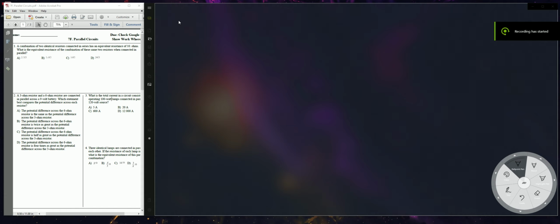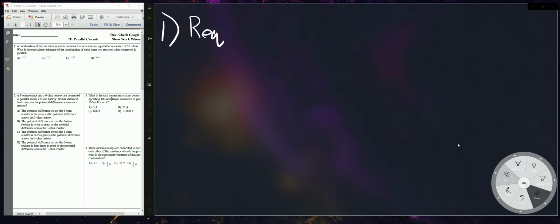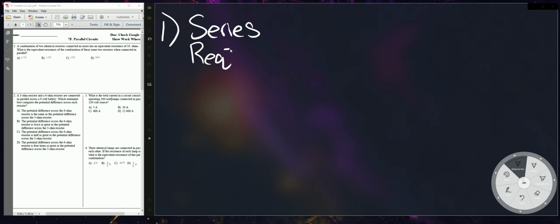All right, so now let's move on to solving problems. So number 1. Parallel circuits. A combination of two identical resistors is connected in series and has an equivalent resistance of 10 ohms. So in series, your equivalent resistance is 10 ohms, right? That's your equivalent resistance. And so what's the equivalent resistance if you connect these same two resistors in parallel?